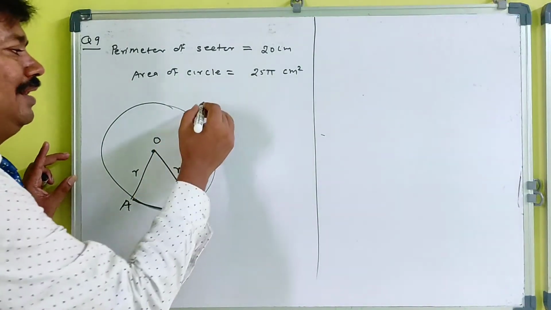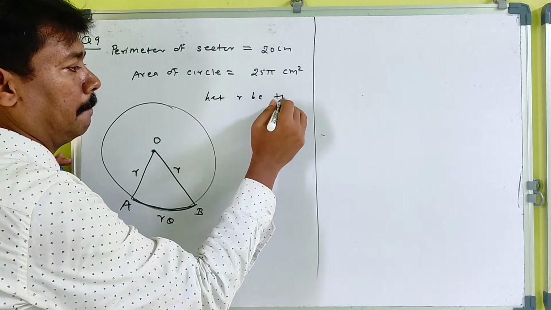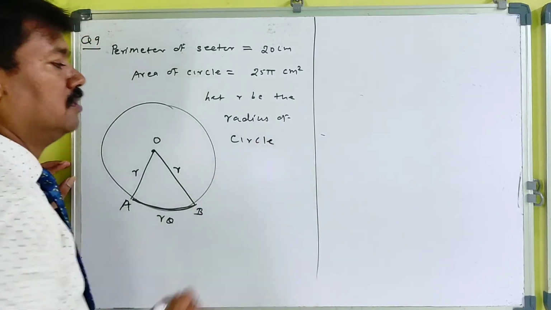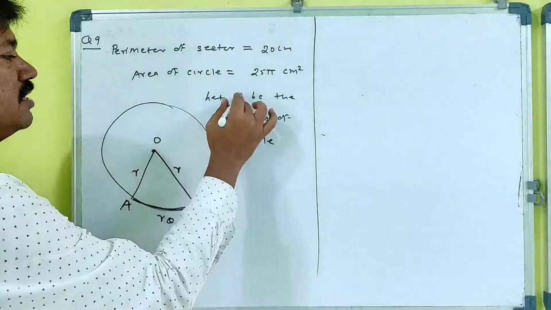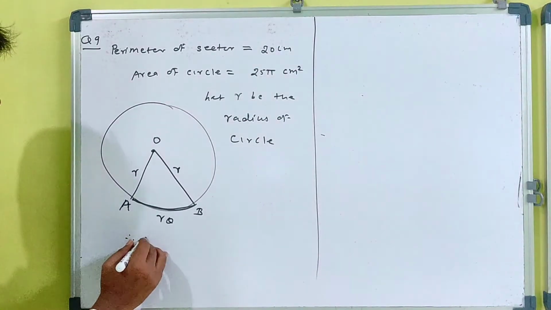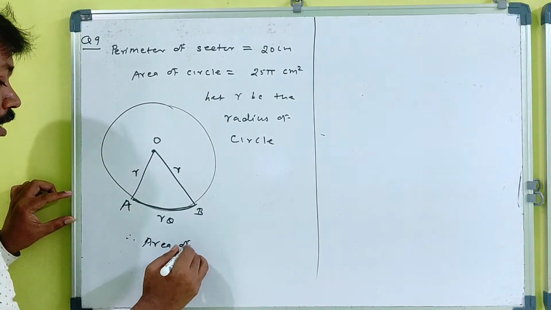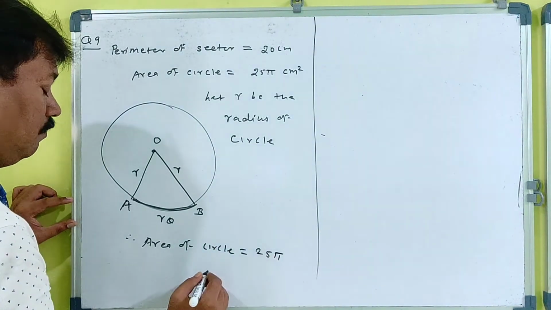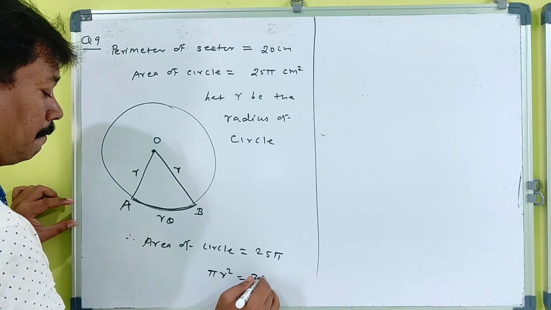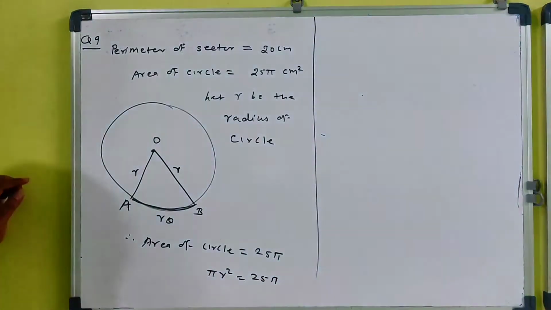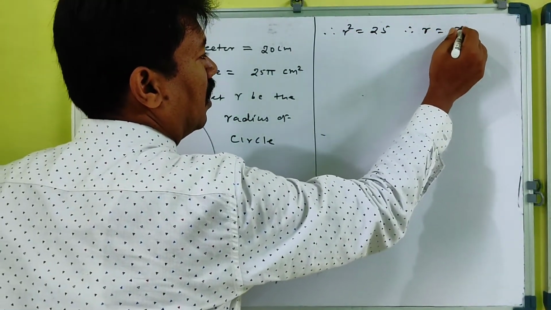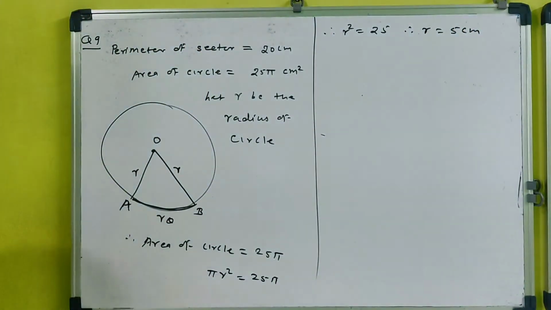Here, let R be the radius of the circle. Again the same thing, let R be assumed as the radius of the circle. Therefore, area of circle is given as 25 pi, which is pi r square. Pi cancels, so r square is 25. Therefore, r is 5 centimeter. What is the value of R? It came to 5 centimeter. Understood?